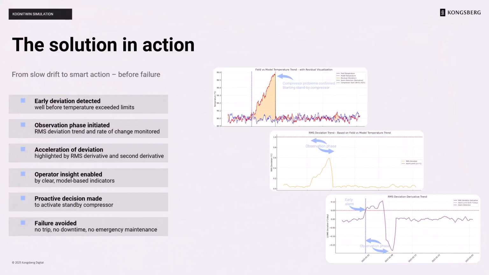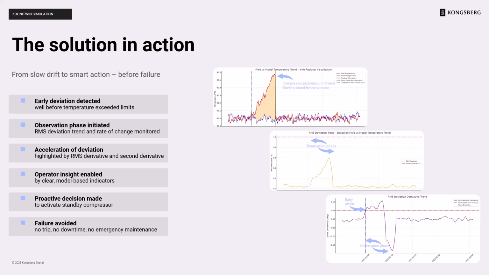Here's how it could have worked in the compressor case. In this case, it was the derivative of the RMS deviation that gave the earliest warning. As the temperature began to rise, still well within normal operating limits, the derivative detected a sudden change in system behavior, triggering an early alarm. This initiated an observation phase. The deviation itself remained small, but the rate of change was increasing, a clear sign that something was starting to drift. The system continued monitoring both the RMS value and its derivative.